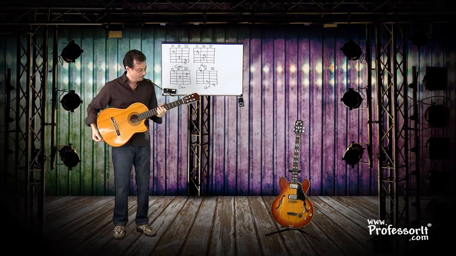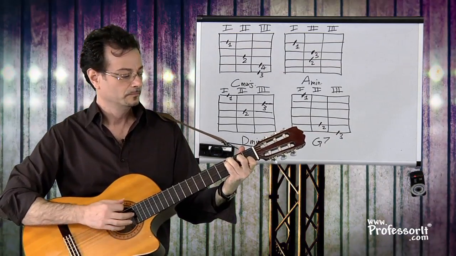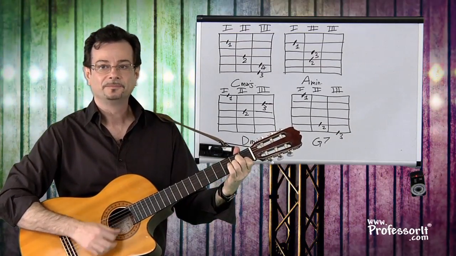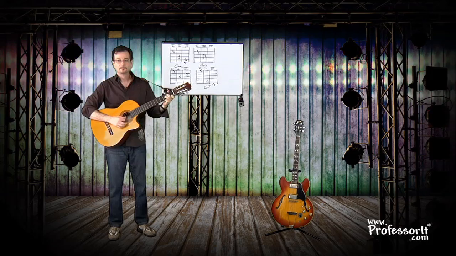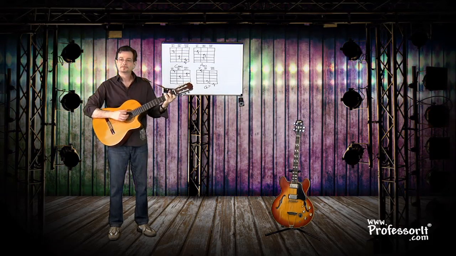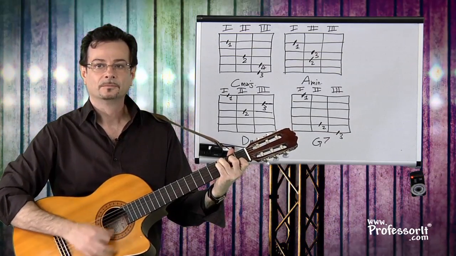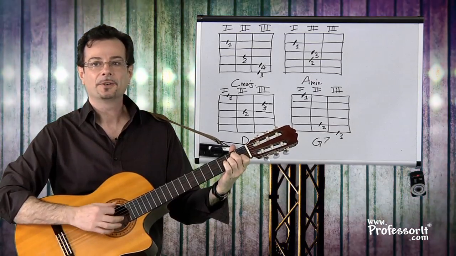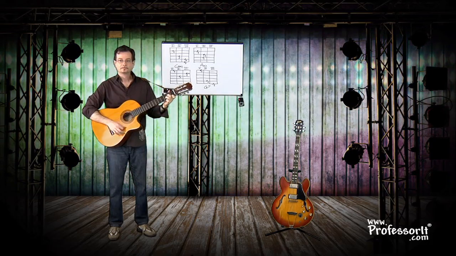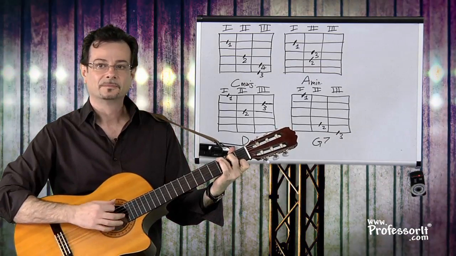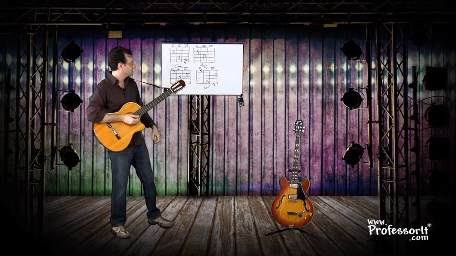Here is an example, okay? Here we go, 2, 3 and 4 and to A minor, to D minor, to G7, back to C major, A minor, D minor, G7, back to C major, and so on.